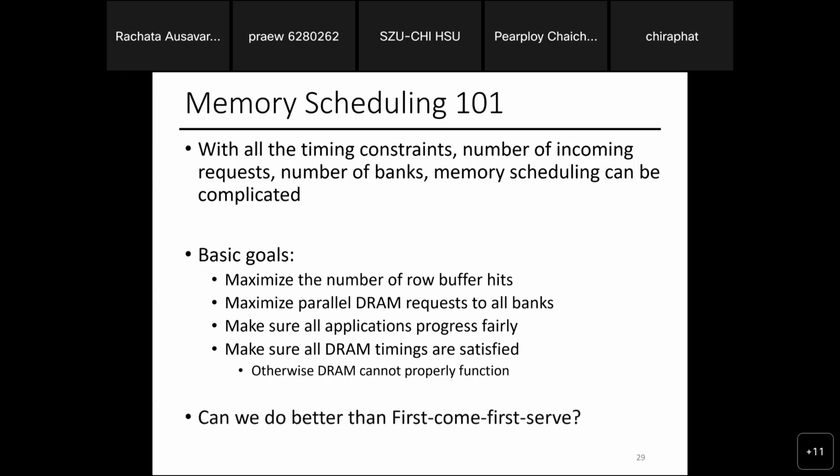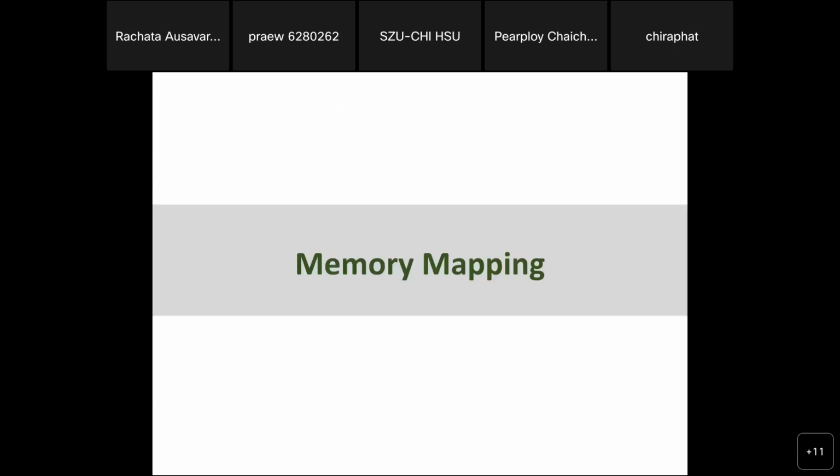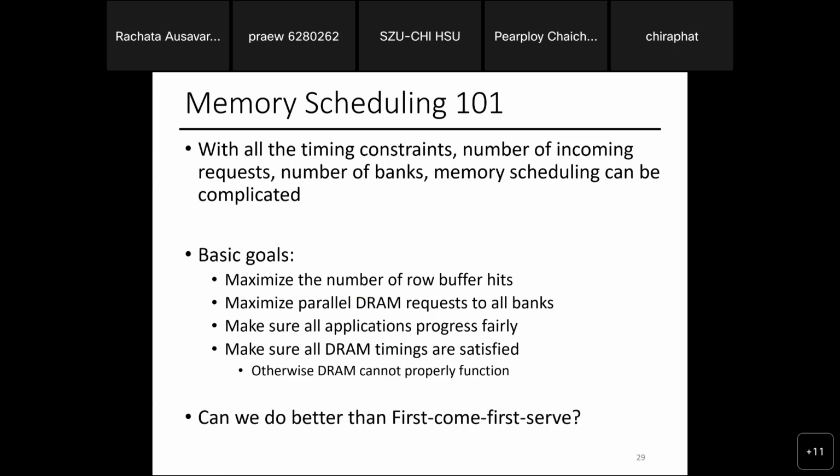Okay. One policy you can do is first come, first serve. Something we learned a long time ago, right? It's actually okay, because the oldest request is likely the most important. So I want to service them quickly. Now, can we do better than that? Can we do better than first come, first serve?